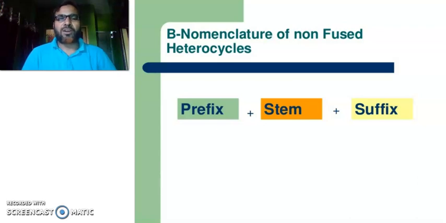You have to focus on these three words: prefix, stem, suffix. I repeat, prefix, stem, suffix. These three important terms are related to nomenclature. If you understand these three terms, you can easily do nomenclature of any heterocyclic compound.